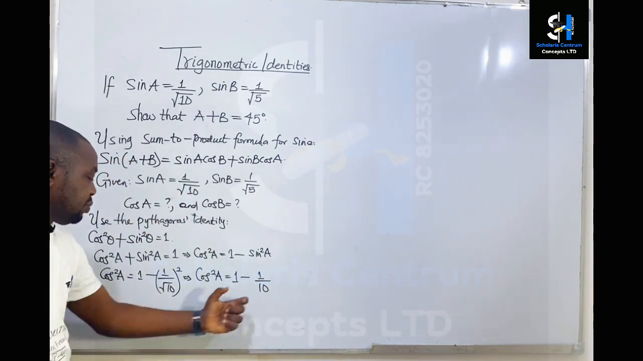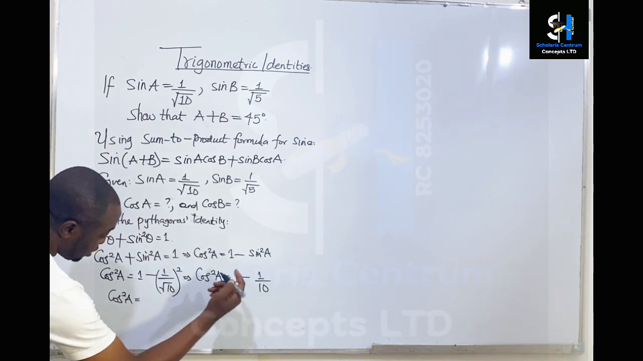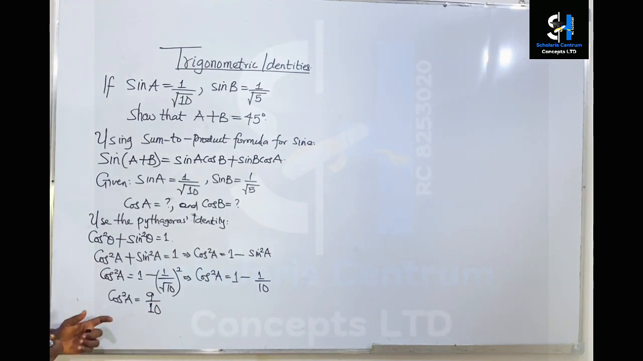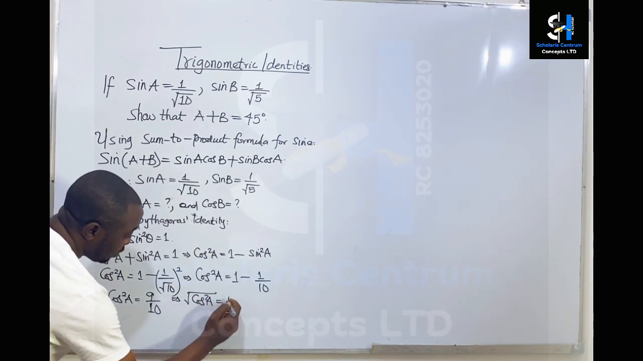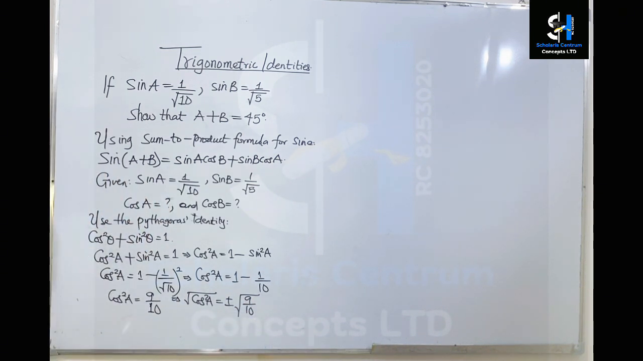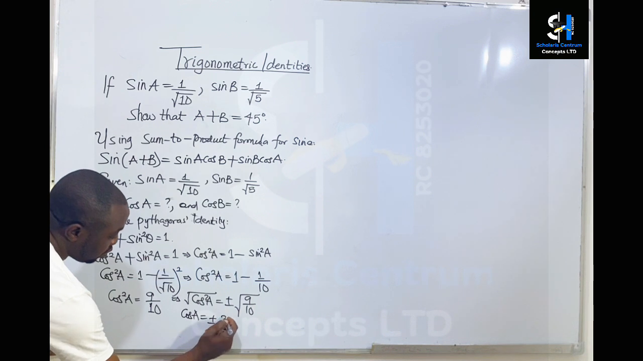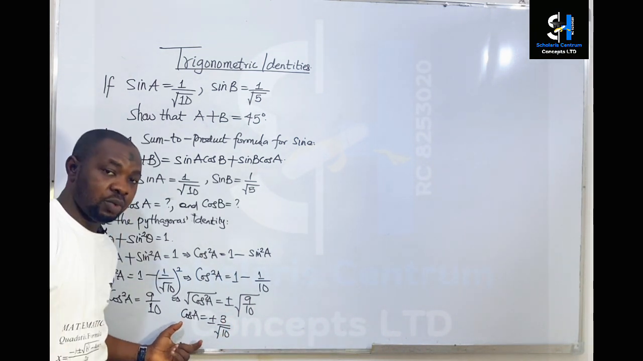Okay, now let's simplify the right hand side. So we know that cos² A will be equal to, this will be 10 minus 1, that's 9, so we have 9 over 10. Here we need to take the square root. So when we take the square root of cos² A and that of 9 over 10, we're going to have cos A equal to plus or minus root 9 over root 10. So this is cos A.